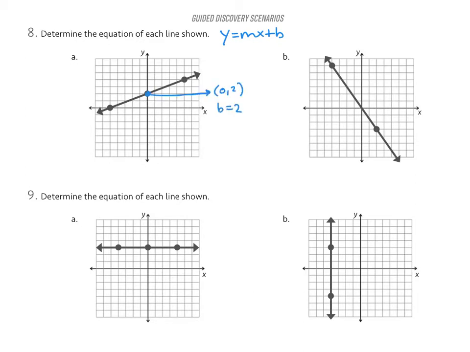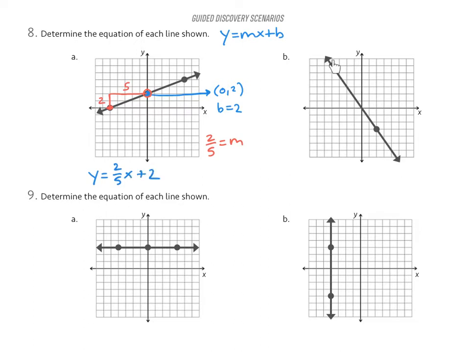Now I'm going to find the slope using 2 points. I'll mark this point here and this point here. From the left to the right, I would go up 2 units and then right 5 units. So the slope is 2/5, and that equals m if we're using y equals mx plus b. Now I can write the equation of the line as y equals 2/5 x plus 2.